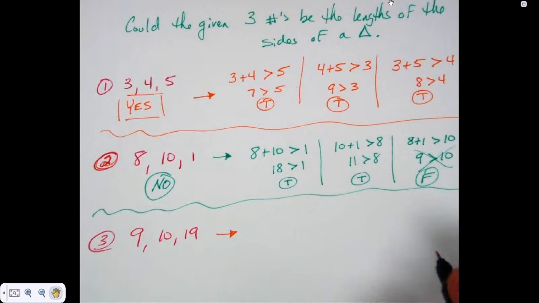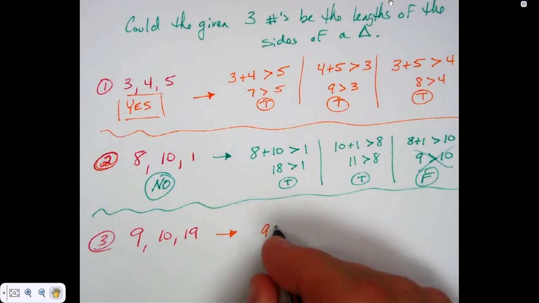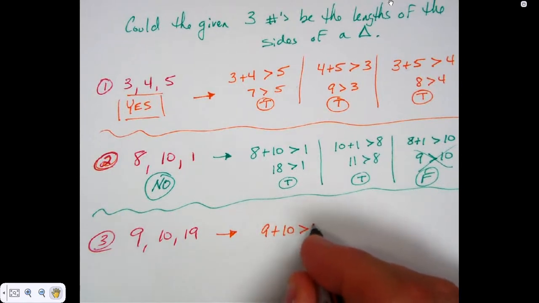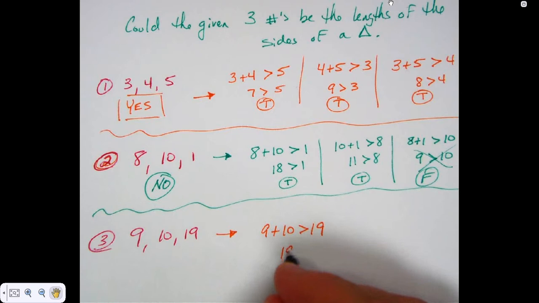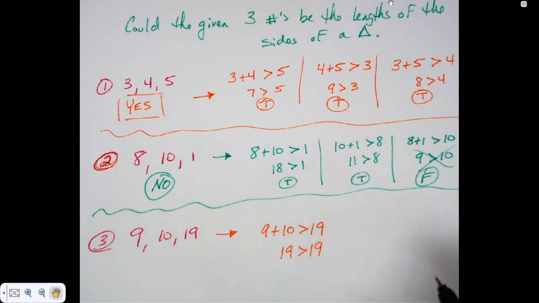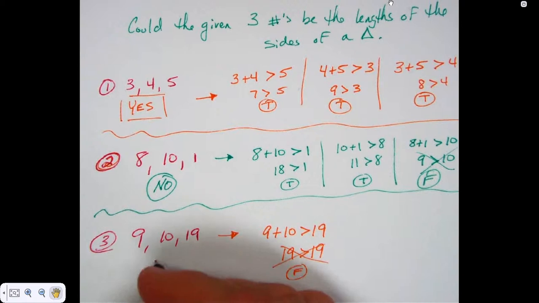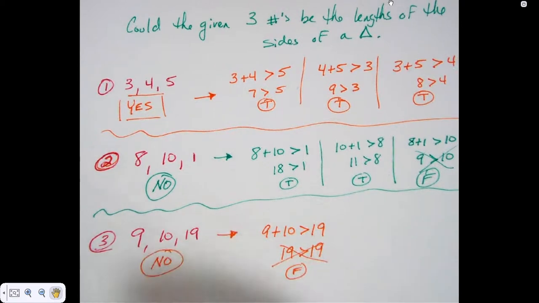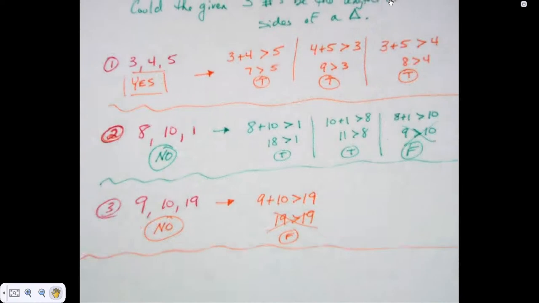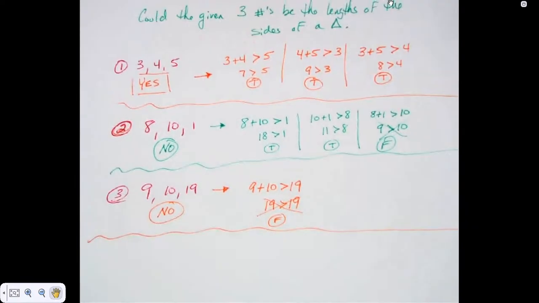What about here? What's my first one? 9 plus 10, that has to be greater than what? Is 19 greater than 19? No, it's not. You don't even need to go anymore. What is the answer here? No, this cannot be the lengths of a triangle. Not so terrible, is it?